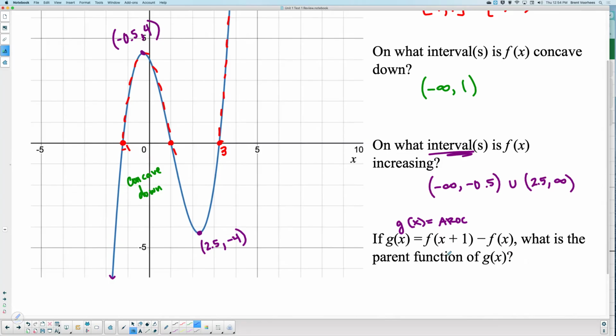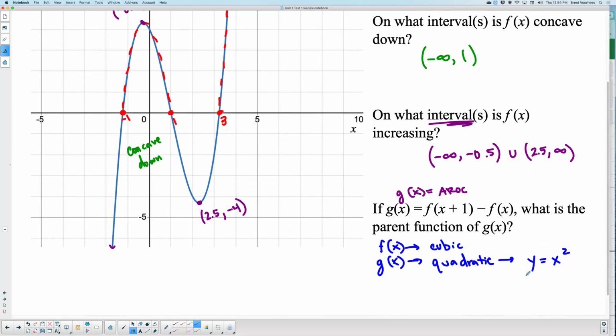If f of x is cubic, and g of x is its a rock, what does that mean g of x is? Quadratic. And therefore, the parent function would be y equals x squared. That's the most basic. Parent function means the most basic. It would be x squared.